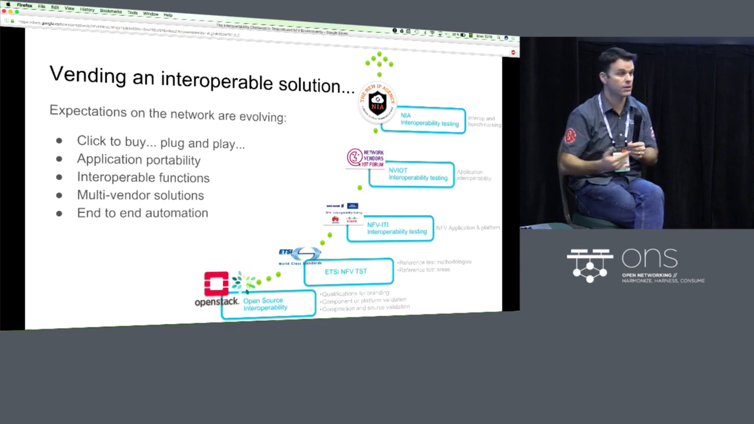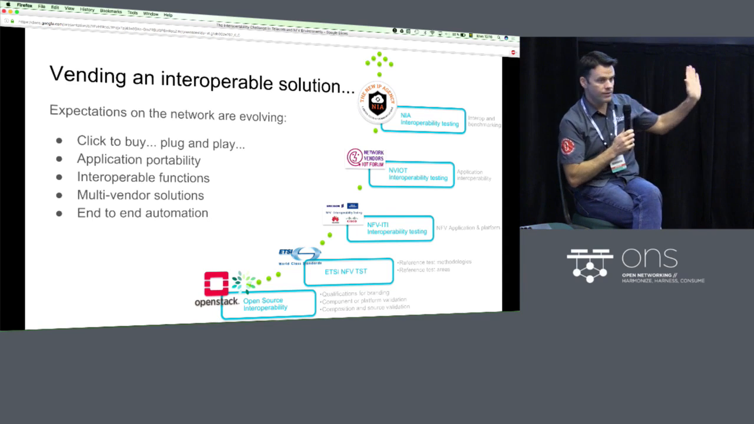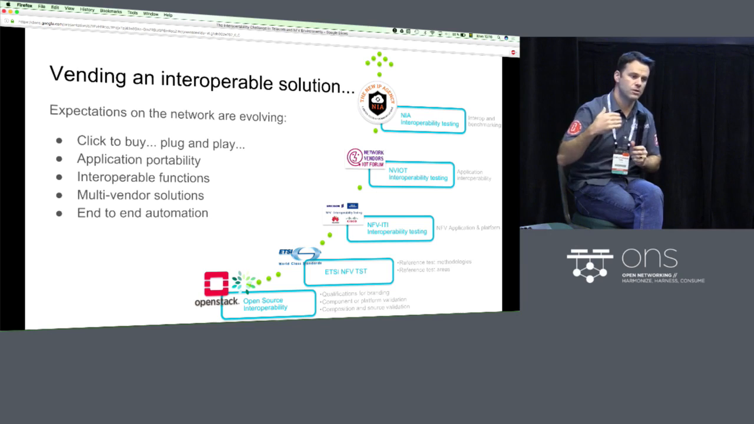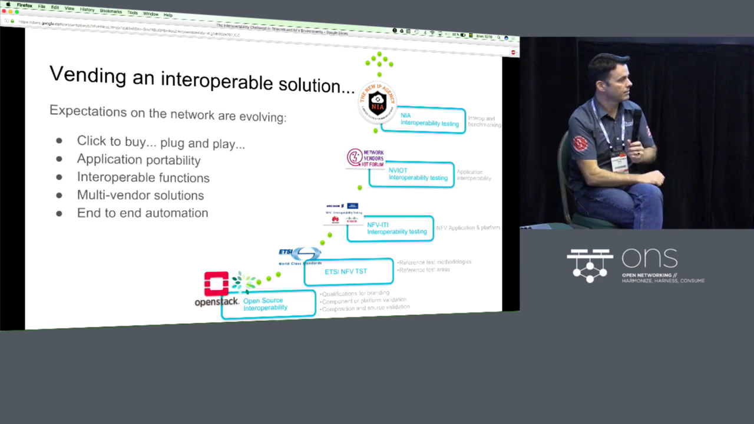And it's not the vendors and it's not the operators alone that have to do this. We have to get together, we have to collaborate, and we have to find the ways to make this faster, better. And all of these interoperability challenges that we're working with all feed into that.